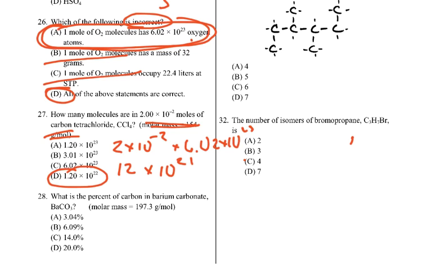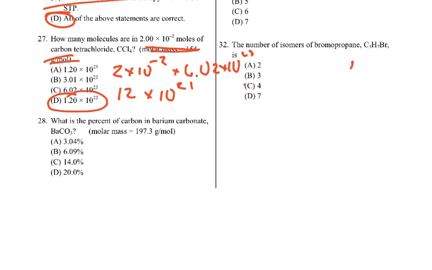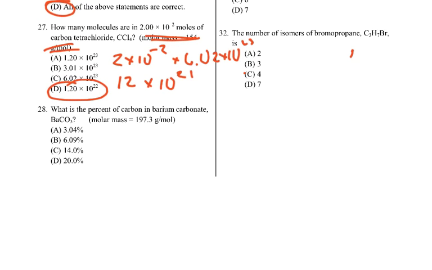Okay, the percent carbon in barium carbonate. Well, there's 1 carbon, and that's going to be 12 grams over the total 197.3 times 100. And if we work that out, that comes out to be 6.09, 6.087.